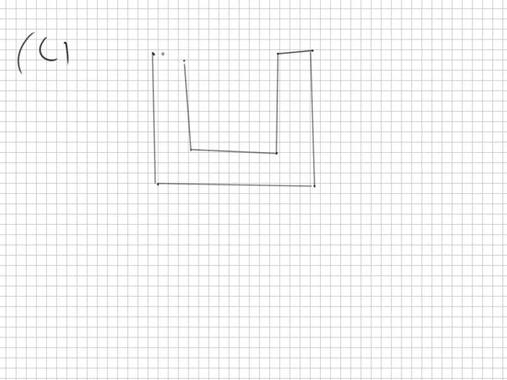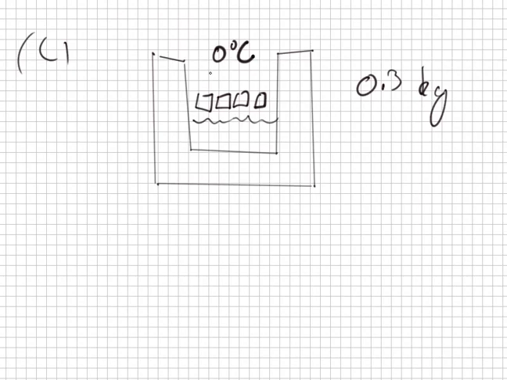Okay, C part. A well-insulated copper container of mass 0.3. So you got a copper tank. Its mass is 0.3 kilograms. It contains a mixture of ice and water of 0.8 kilograms. So inside here is ice and water. Let me draw that again. So there's some water and then there's some ice. And this is at temperature 0 Celsius and its mass is 0.8 kilograms for both the ice and the water together.